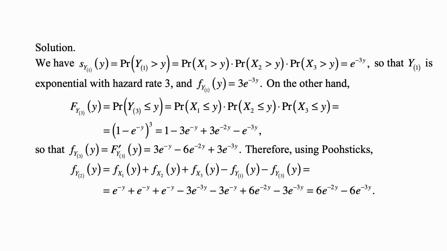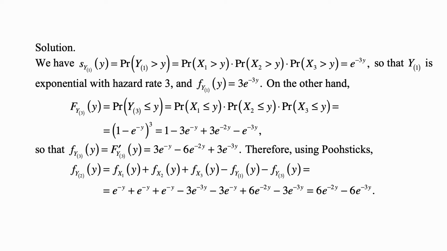And now we use Pusticks. Pusticks tell you that the sum of the probability density functions of X1, X2, and X3 is the same as the sum of probability density functions of Y1, Y2, and Y3, because in aggregate they are the same thing. It's only that we get Y1, Y2, Y3 by ordering the pieces of the sample.